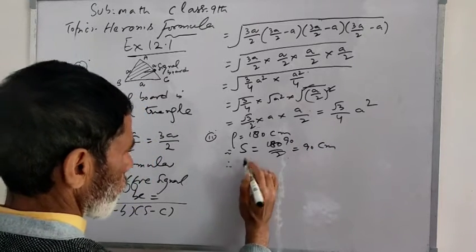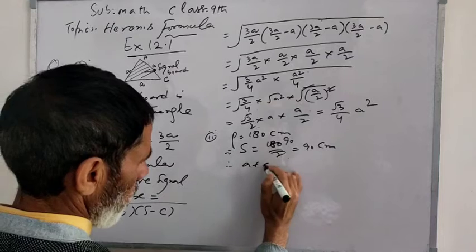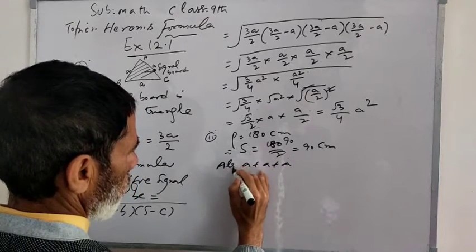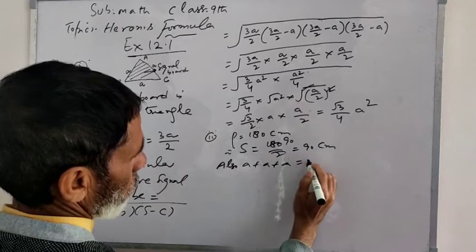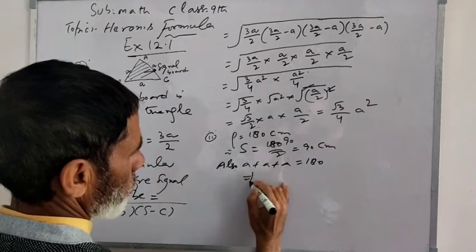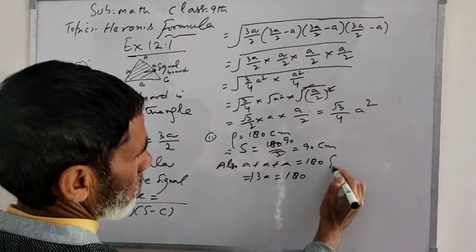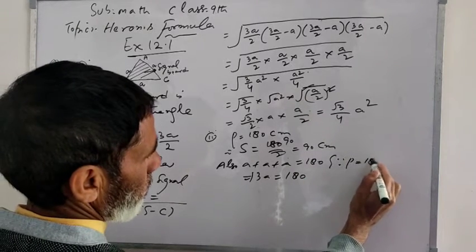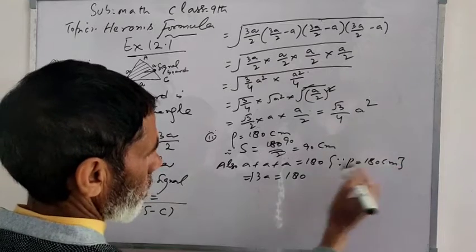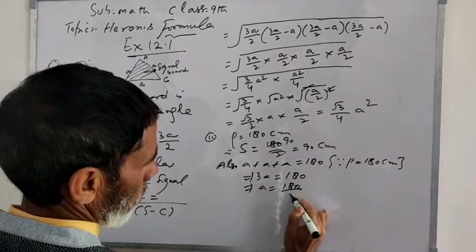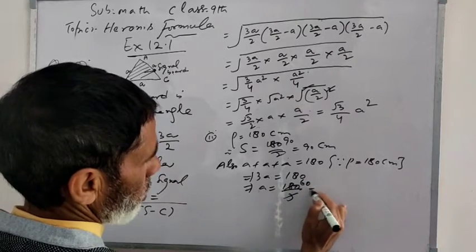Therefore, a plus a plus a is equal to 180, which implies 3 times a is equal to 180, because the perimeter P is equal to 180 centimeters. So a will be equal to 180 divided by 3, that will be equal to 60 centimeters.